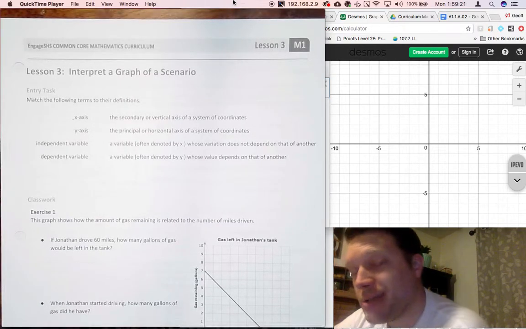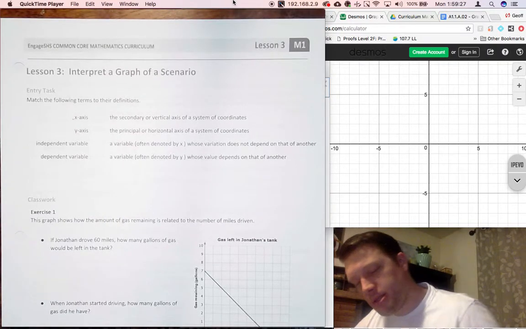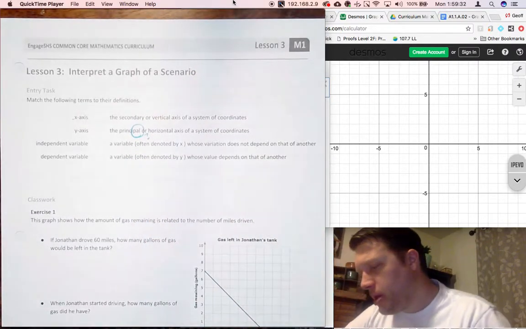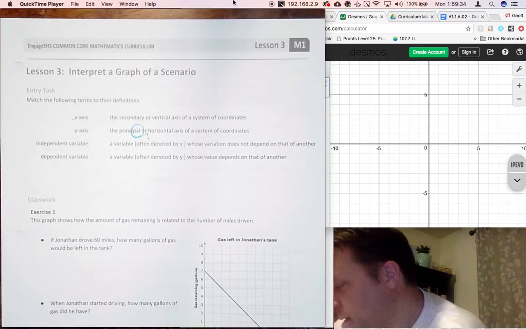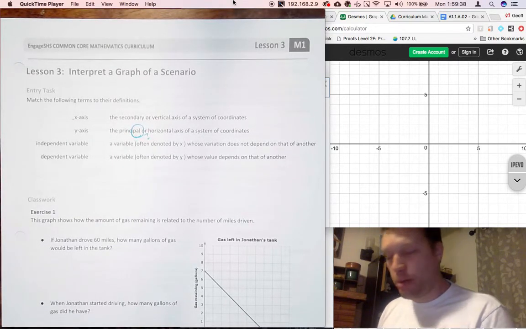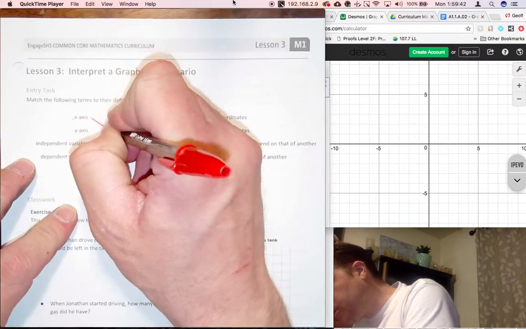I'll match the x-axis. The secondary or vertical axis? No. The principal or horizontal axis? Is that a typo? Okay. A variable often denoted by x or a variable often denoted by y. The x-axis is the principal or horizontal axis. So that one goes there.